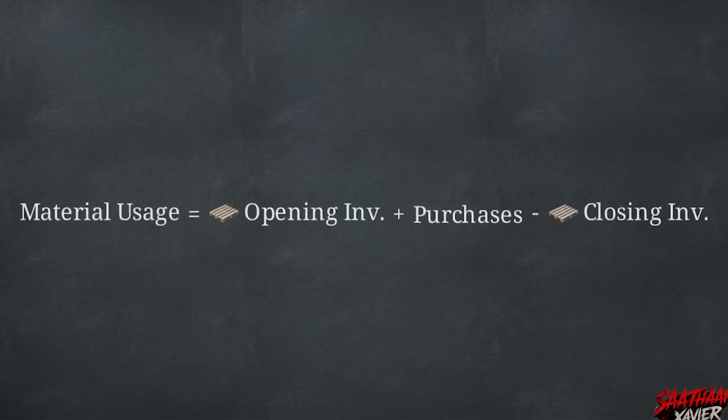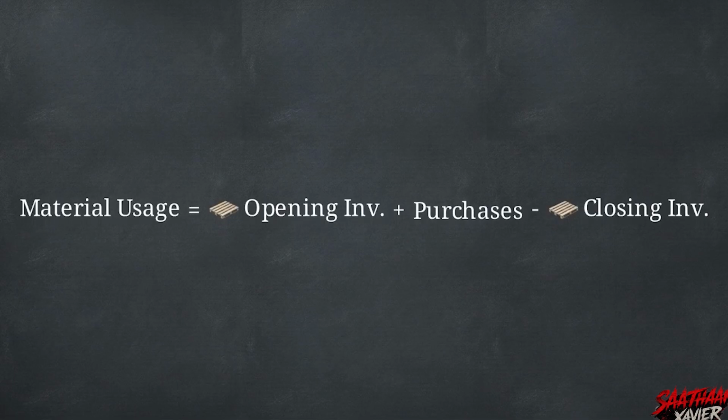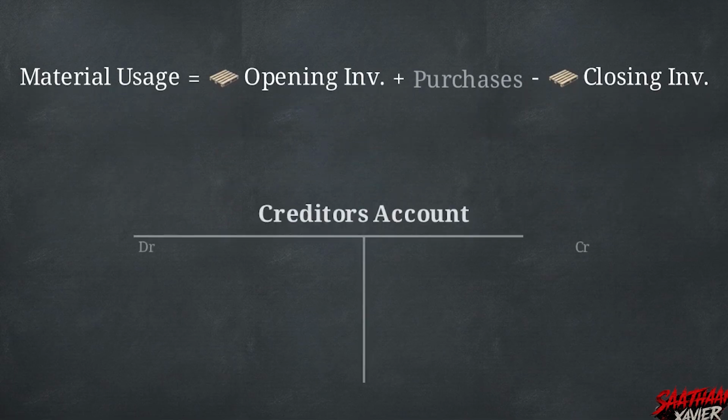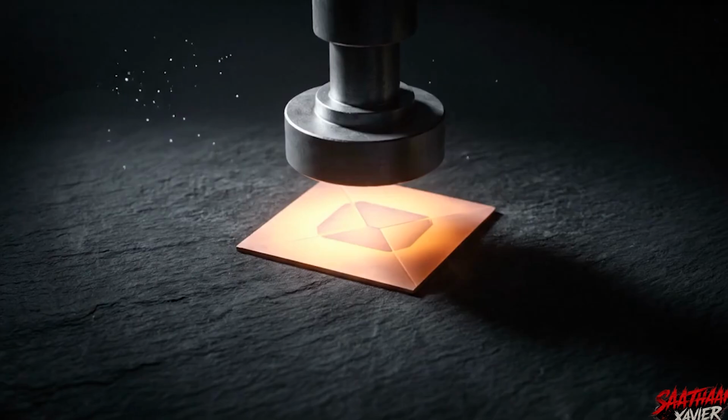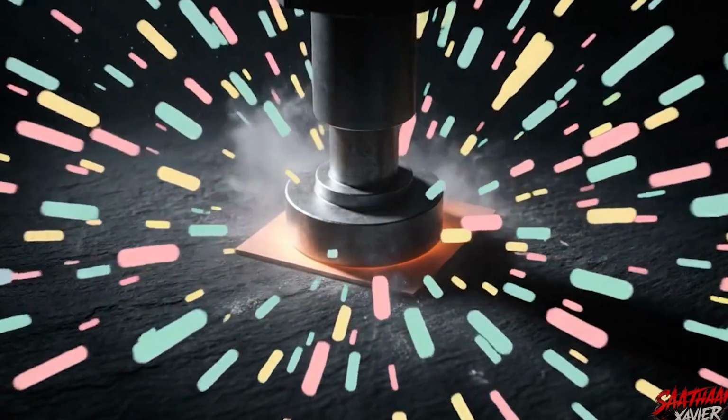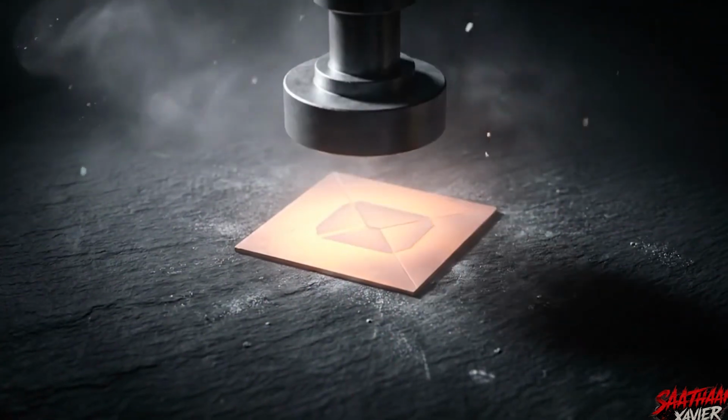We calculate material usage by adding opening inventory and purchases, then subtracting closing inventory. If the purchases figure is missing, we build a creditor's account. Its balancing figure drops into our equation to complete it. With the raw materials accounted for, the focus shifts to the assembly line, where those materials are physically transformed.